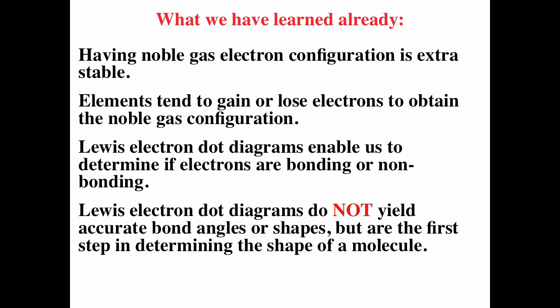Howdy. And so what have we learned? We learned that having noble gas configuration is extra stable because noble gas configuration corresponds to having full subshells. We've learned that elements tend to gain, lose, or share electrons to get noble gas configuration. We've learned that Lewis electron dot diagrams enable us to determine if electrons are bonding electrons or non-bonding electrons.